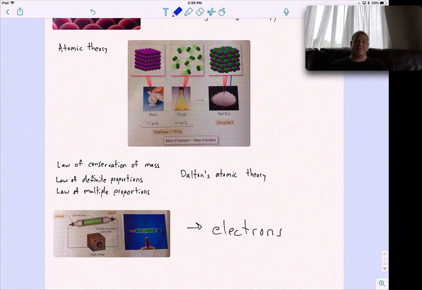Then there's the law of multiple proportions, where two or more elements can form different compounds, but with different set ratios. The example of that again is water. Hydrogen and oxygen can form water, H2O. They can also form hydrogen peroxide, H2O2. And they're very different substances, right? If you drink water, it tastes good. You drink hydrogen peroxide, it's not going to be a good thing.